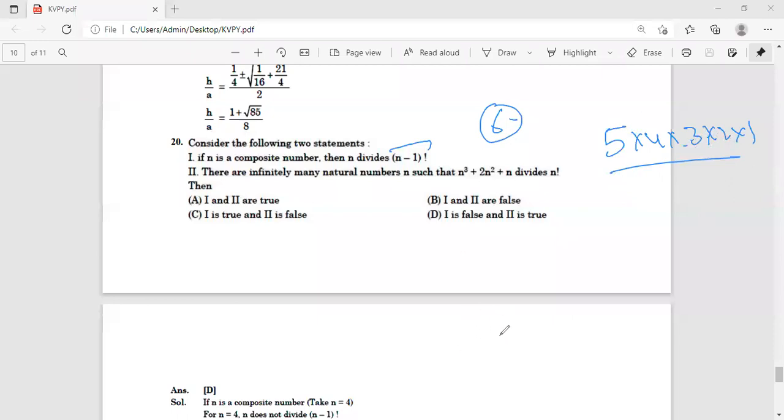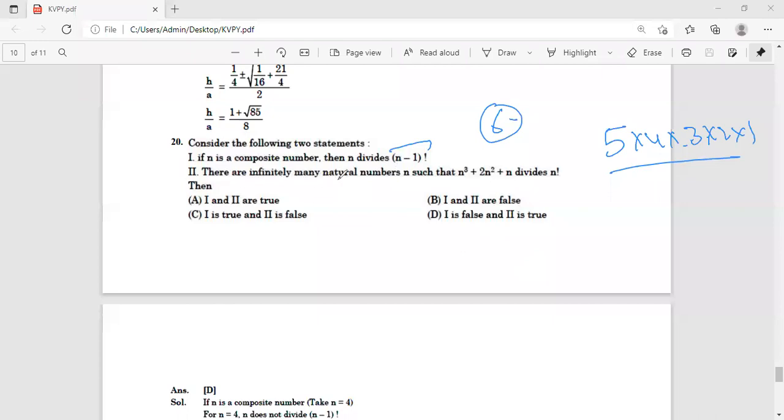Example of 4. So n minus 1 factorial is 3 into 2, which is 6. So 4 does not divide this. 6 by 4 is not an integer. So the first is definitely wrong. It is not satisfying for 4. Then the second one.